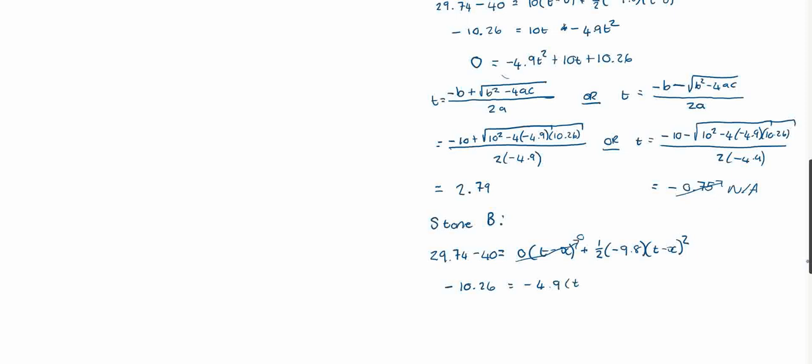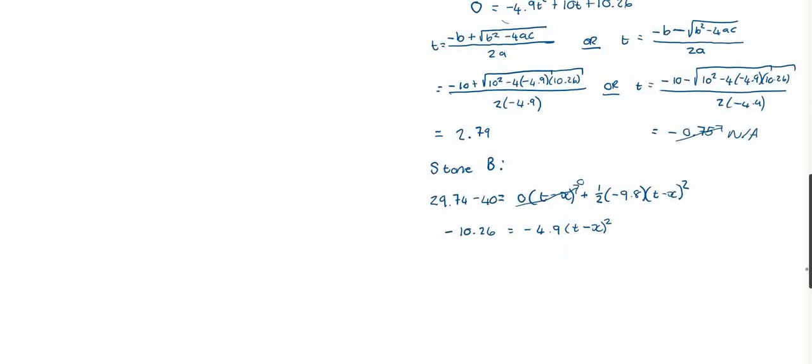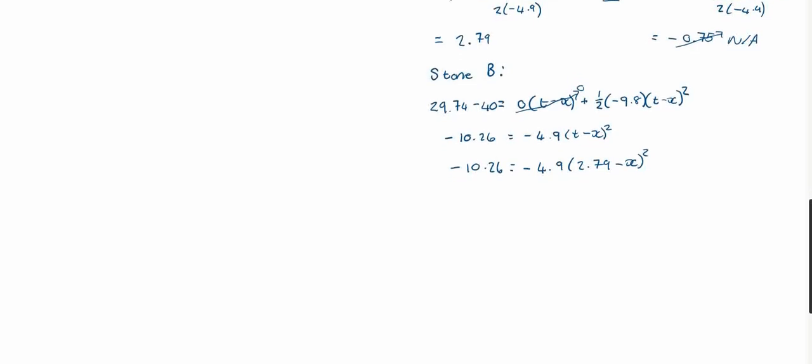4.9 t minus x squared. Our t value is 2.79. We calculated this previously. So simplifying again, we'll get negative 4.9 times 2.79 minus x squared. That is equal to negative 10.26. Doing some algebra, so we're going to expand this bracket, right? Because it's the whole entire bracket squared, so it's basically the bracket multiplied by itself, and then we are going to FOIL.